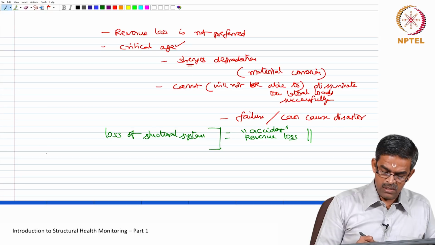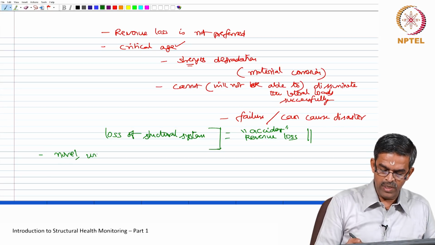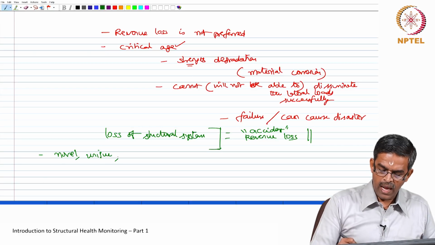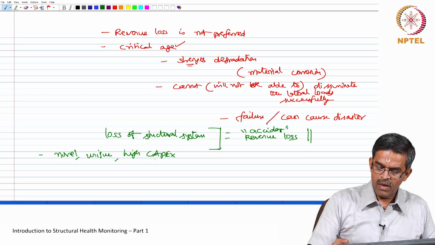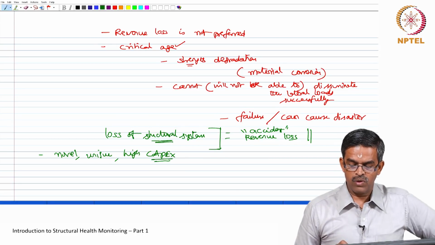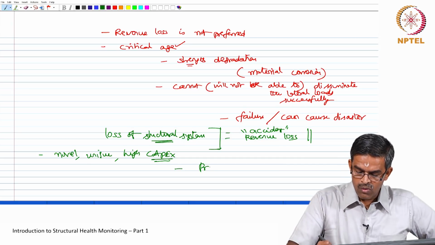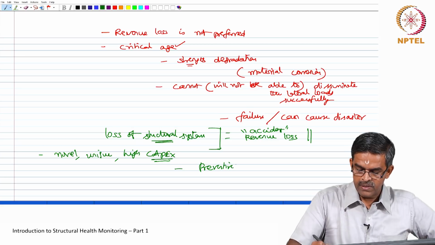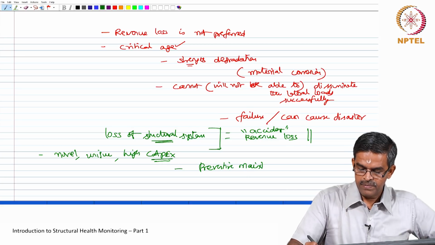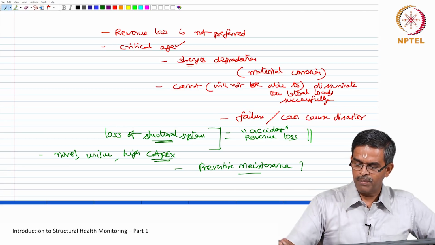So, these structures which are of very novel, very unique and high investment cannot be afforded to be lost. So, instead of doing a periodic maintenance, I must do what is called a preventive maintenance. Now, the question comes, how do you do a preventive maintenance?